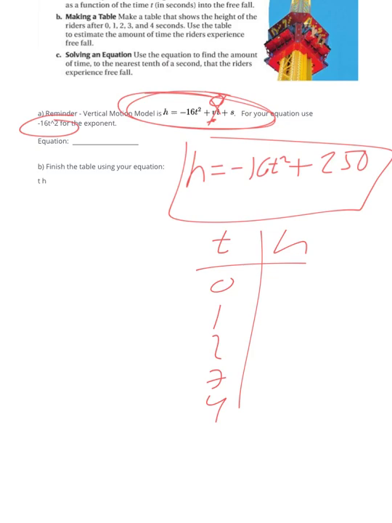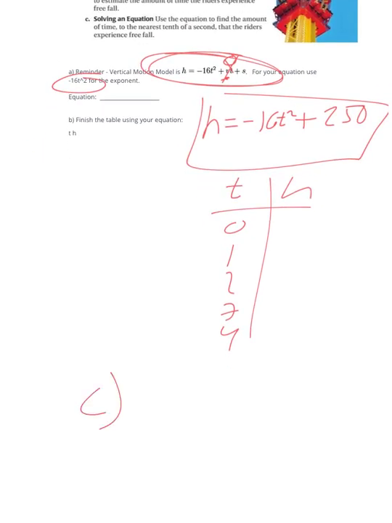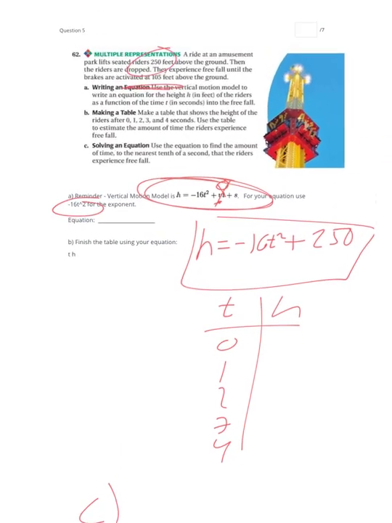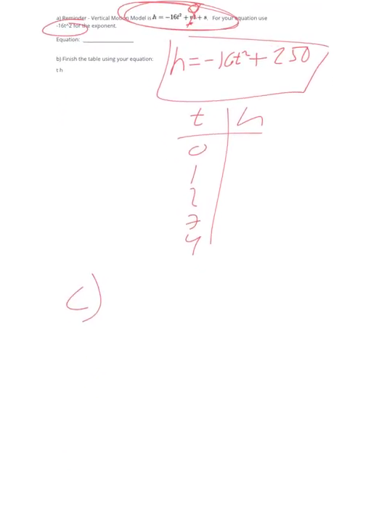And then after that, it also says, how long are you experiencing free fall? Part C, that is. And part C is saying you experience free fall until they slam on the brakes at 105 feet. Yep, 105 feet. So what time, right? You're trying to find the time you're experiencing free fall for. Well, you're experiencing it until they get to 105, so you're going to put 105 in for h. Then you'll end up solving, putting the rest of the equation here: negative 16t squared plus 250. And then you can try solving and getting t by itself.